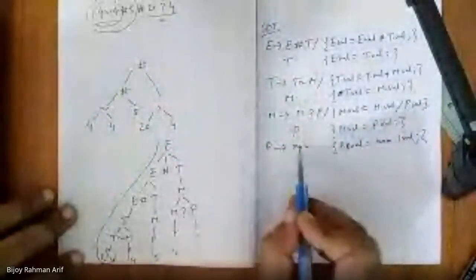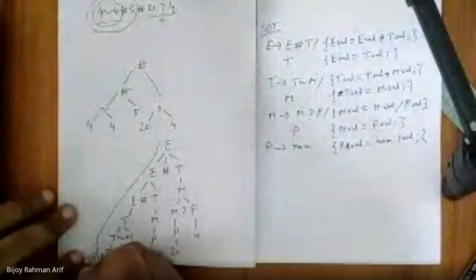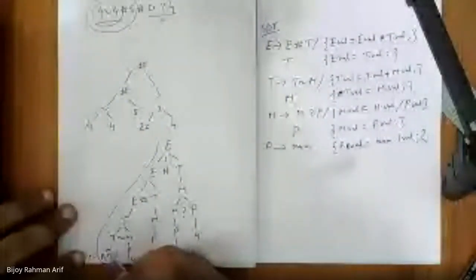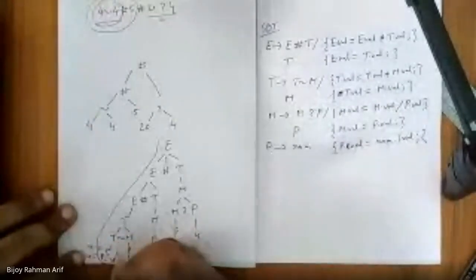First, I get a 4 reduced to P, so num reduced to P. What is the action? Nothing. This P would become 4. Then P would become M. What is the action? M val equal to P val. So M would become 4. Then finally M derives to T. What is the action? T val is nothing but M val. So this T would become 4.